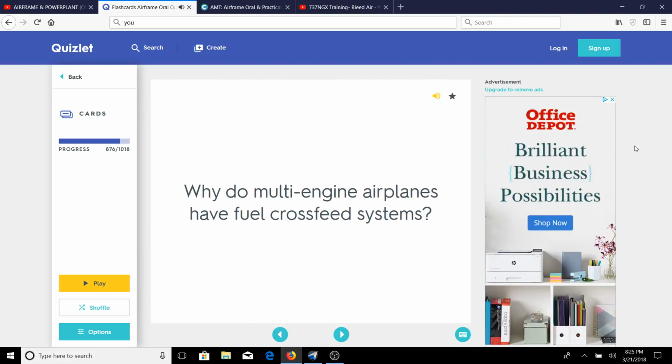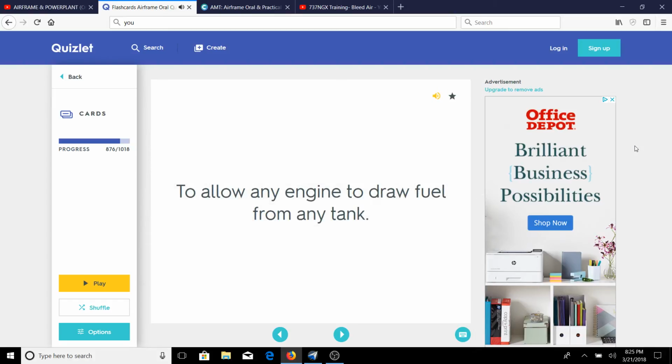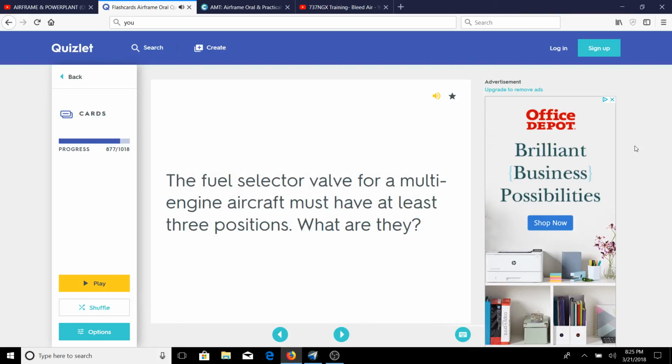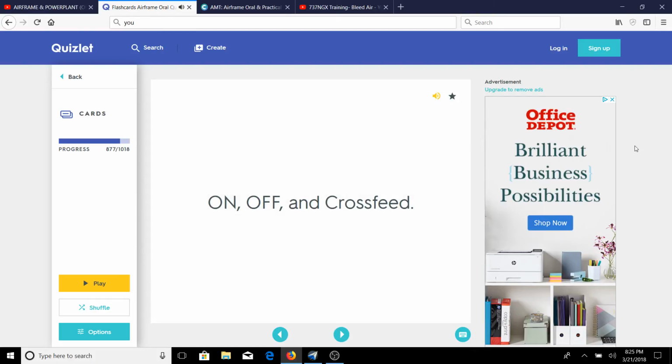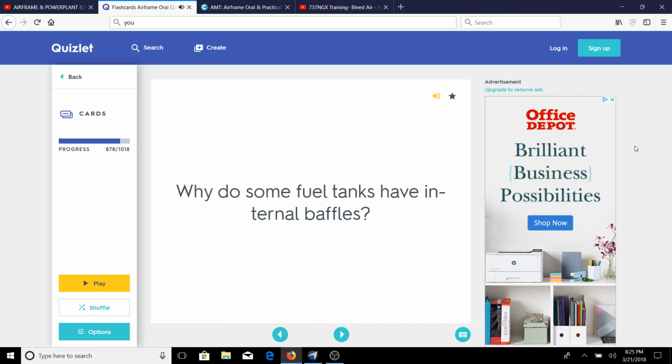Why do multi-engine airplanes have fuel crossfeed systems? To allow any engine to draw fuel from any tank. The fuel selector valve for a multi-engine aircraft must have at least 3 positions. What are they? On, off, and crossfeed.